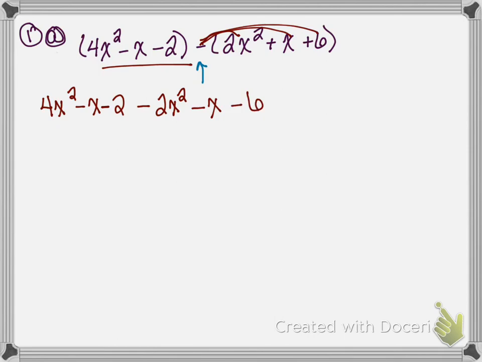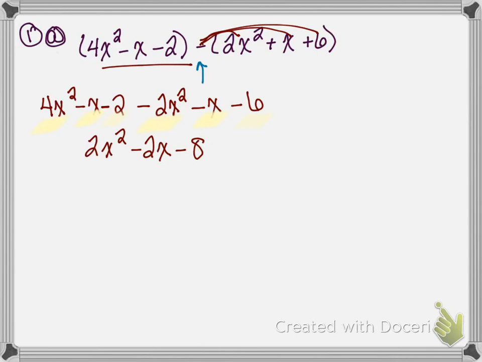Now at this point we start looking for like terms. I have 4x squared and I have minus 2x squared, so I have 2x squared. The next thing I'm going to look at are my x's. I have negative x here and negative x here. That gives me negative 2x. Then I look at my constants. I've got negative 2 and negative 6, so that gives me negative 8.